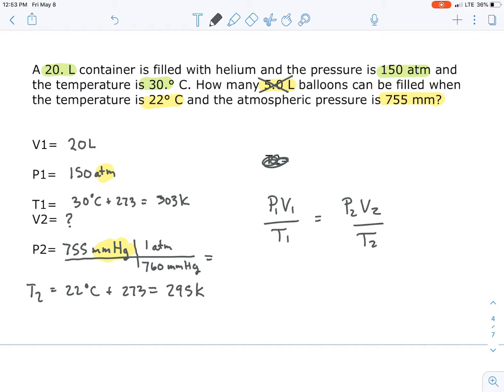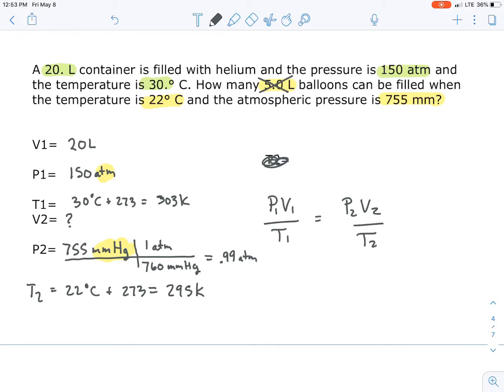All right, I do have to get a calculator out for this. And let's see what we got. So I'm taking 755 divided by 760, and I'm getting 0.99 atmospheres. All right, I'm ready to roll.